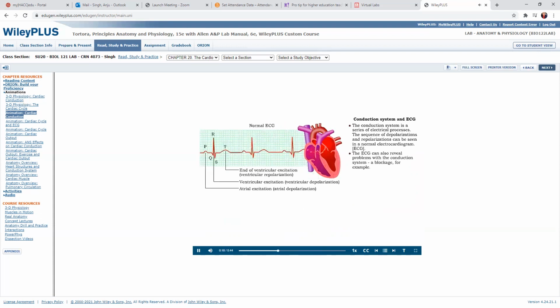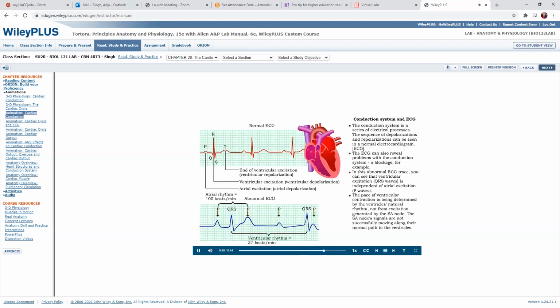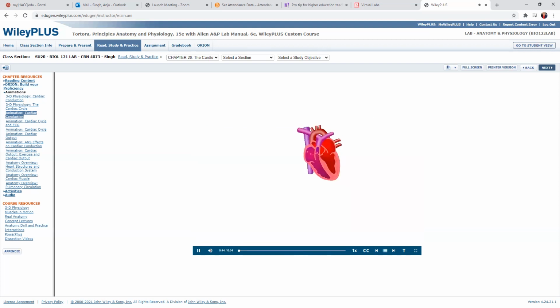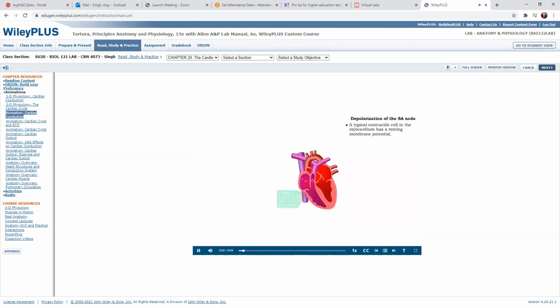The electrocardiogram can also show problems with the conduction system. Look at this trace showing complete heart block. By comparing the QRS waves to the P waves, you can see that ventricular excitation is independent of atrial excitation. The pace of ventricular contraction is being set by the ventricle's slower natural rhythm, not by stimulation from the SA node and atria. A typical contractile cell in the myocardium has a resting membrane potential.